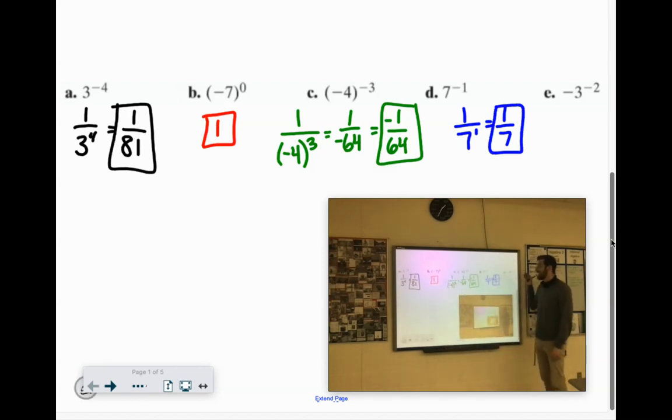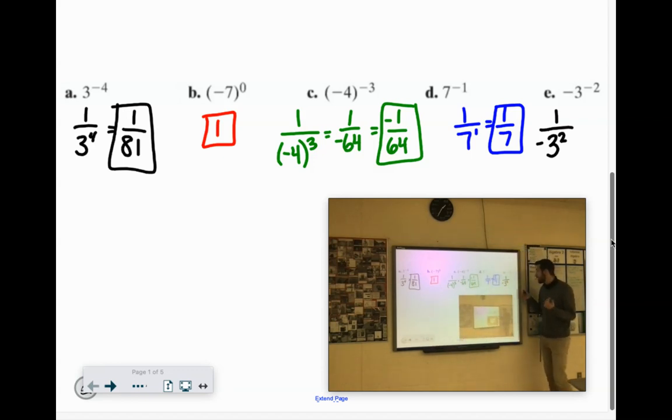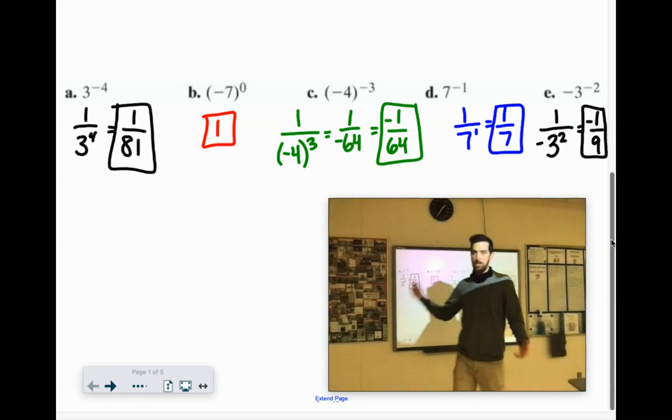Now that is not in parentheses. So it's just going to be 1/3 squared. If that was in parentheses, the negative would cancel out because -3 times -3 is +9. But because it's not in parentheses, it's like saying the opposite of 3 squared, the opposite of 9, which is -9. So our final answer here would be -1/9. All right, let's try some more.